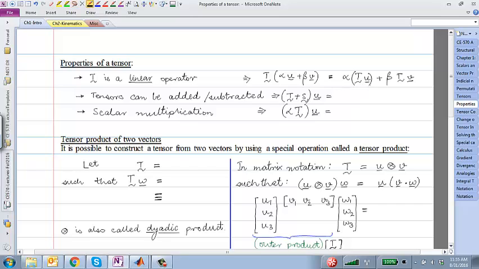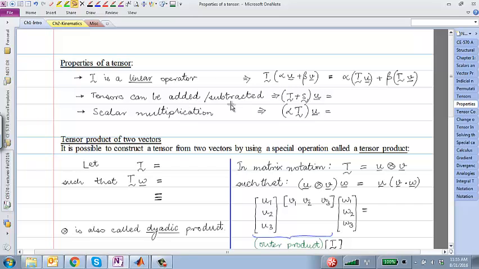T times U will be a vector. Alpha times that vector would be another vector. Similarly, T times V will be a vector, and scalar beta multiplying that. So the right hand side is a vector, the left hand side is a vector. This is just a property of linearity.